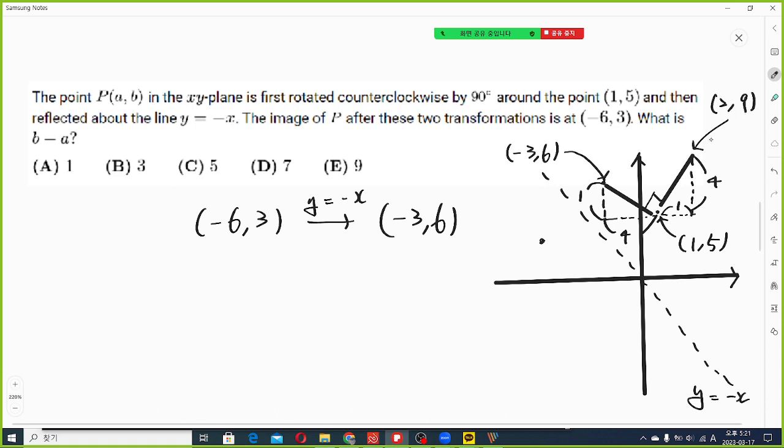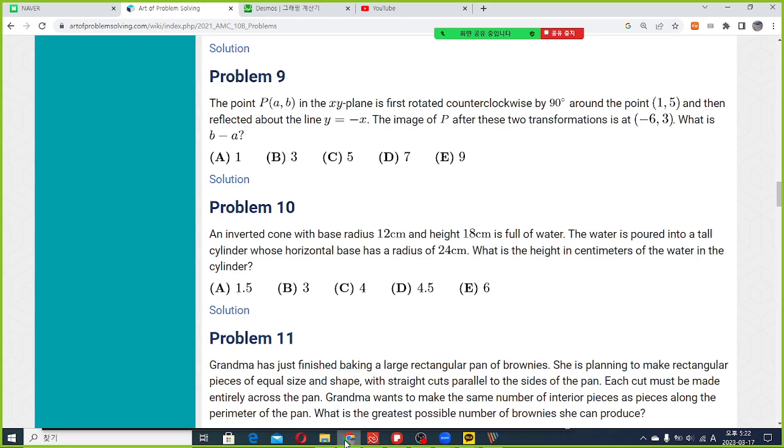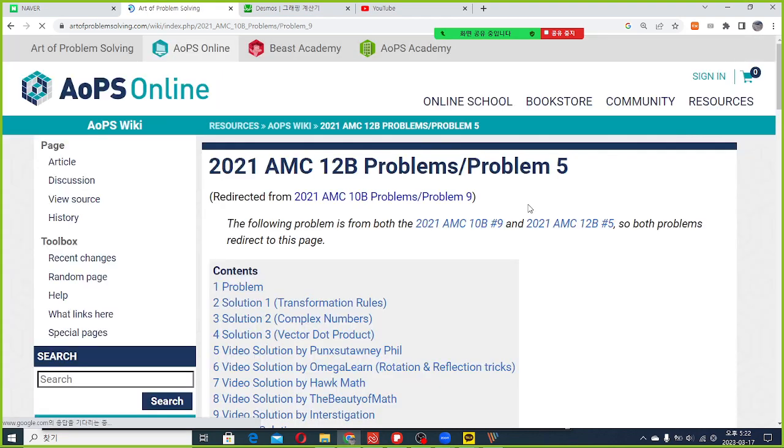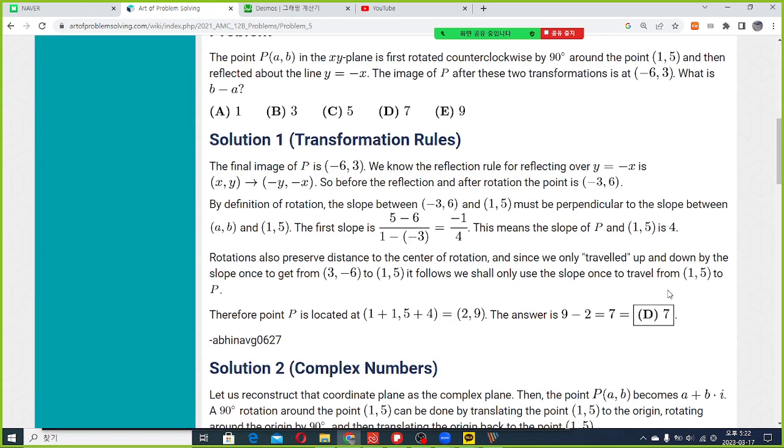That means A is 2 and B is 9. So what's B minus A? If A is 2 and B is 9, it's 7. Yeah, 7. Yep.